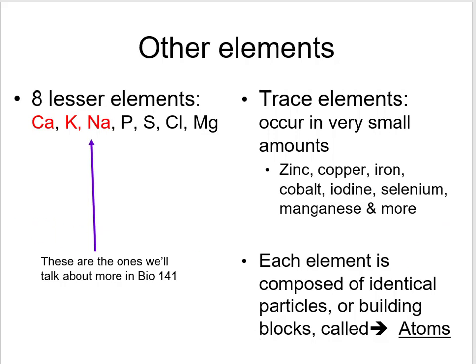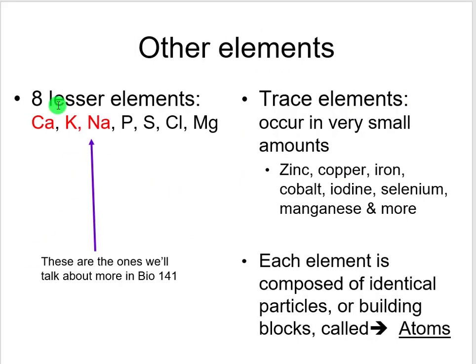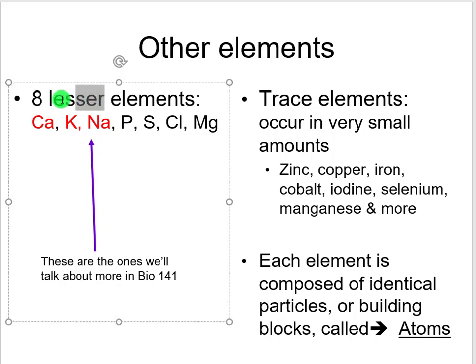But what do I need you to know? What I need you to know for this course is that the big four are these: carbon, hydrogen, oxygen, nitrogen. And then the smaller three are calcium, potassium, and sodium. Just to be clear, when we say lesser here, we're not really saying that it's less important. Because truth be told, if you don't have sodium in your body doing what it's supposed to do, then you'll die. And so they're really, really important. What we mean by lesser is that they're present in lesser quantities.